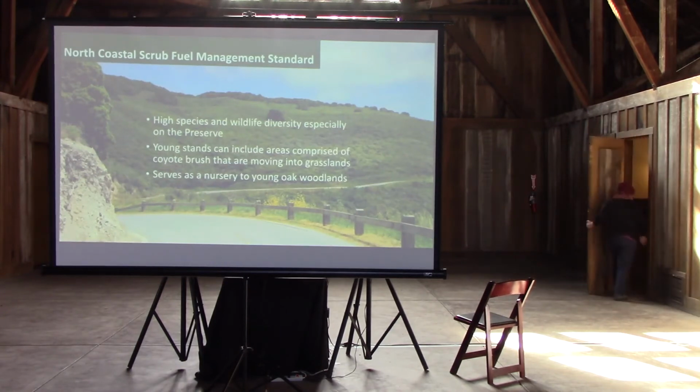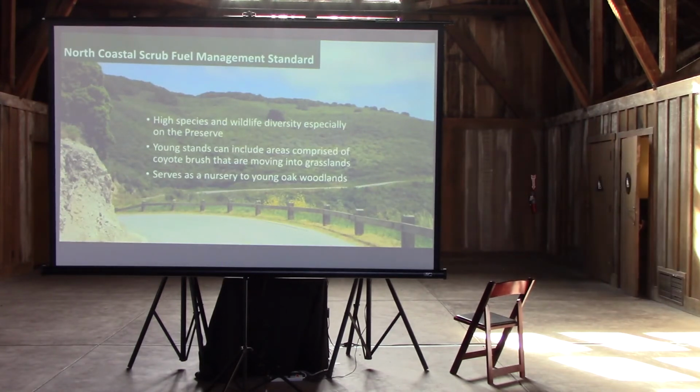Okay. All right. So we're pretty much done with trees for a while. Now we're going to talk about shrubs. The North Coastal scrub is a really diverse ecosystem, and it's especially rich on the preserve. And part of it is because it is old. It has had a chance to all mesh together. So it's a really cool thing, and that's why we value it.